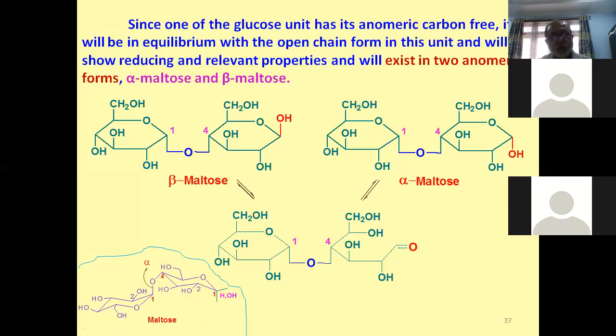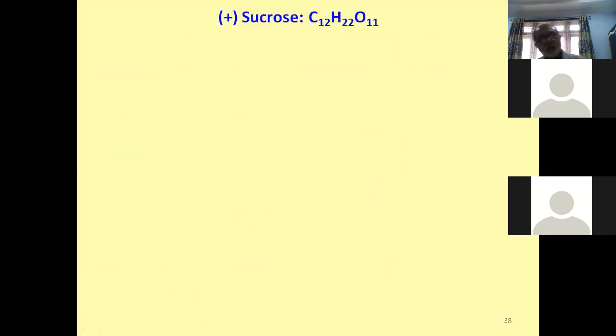Now we go to the second molecule, that is sucrose. What is sucrose? Sucrose is our table sugar, the sugar that we take. What is the source of this sugar? How do you get it in nature? Yes, somebody tell. Sugar cane. Yes, that is the main source, but is there any other source other than sugar cane?